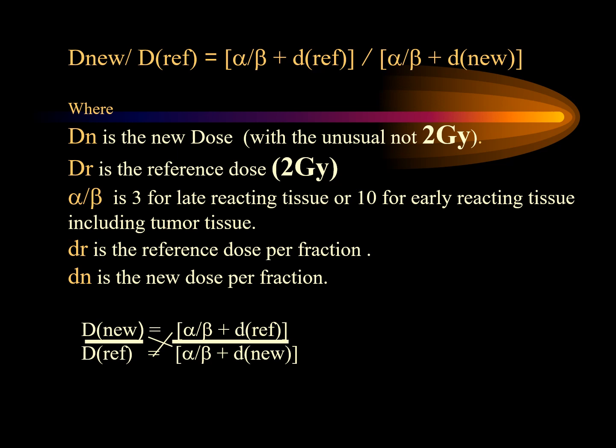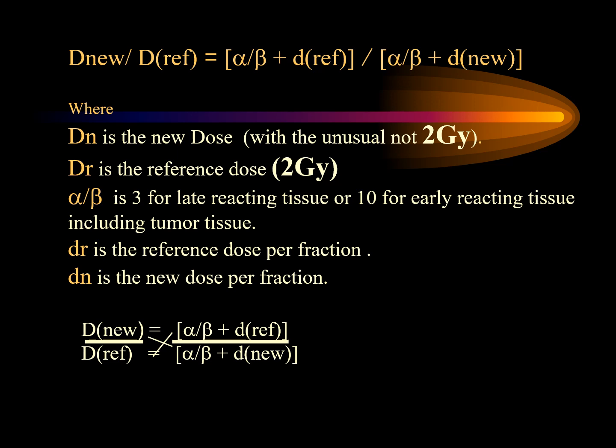alpha beta ratio, and this can be changed depending on whether we are dealing with the late radiotherapy effect, late reacting tissue, or tumor, or early or rapidly proliferating tissue. You can change the alpha beta, you can put it 3, you can put it 10, depending on the type of tissue you are comparing the two schedules on, which tissue we are dealing with.